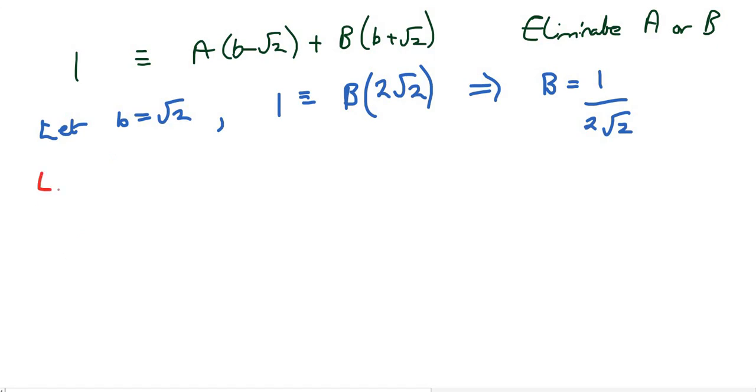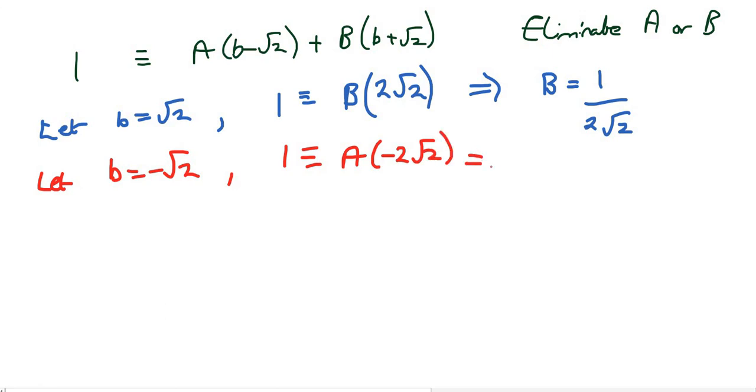Okay, similarly, let's let b equal minus the square root of 2. Then we're going to get 1 is equal to A times minus the square root of 2, which tells us that A equals minus 1 over 2 root 2. So now we can rewrite our integral in terms of partial fractions, so let's do it.